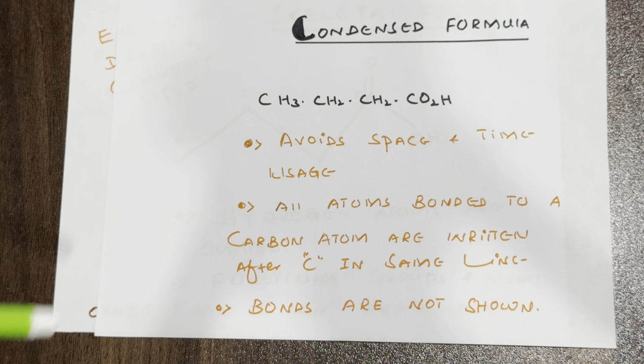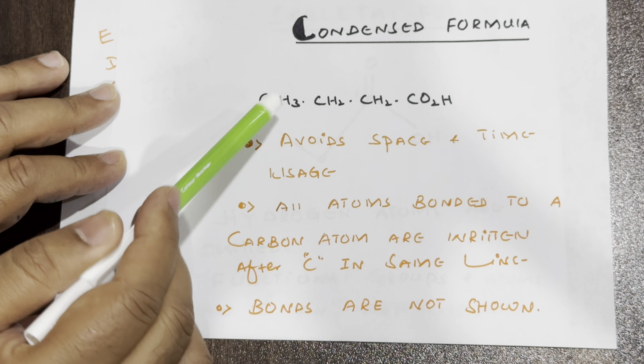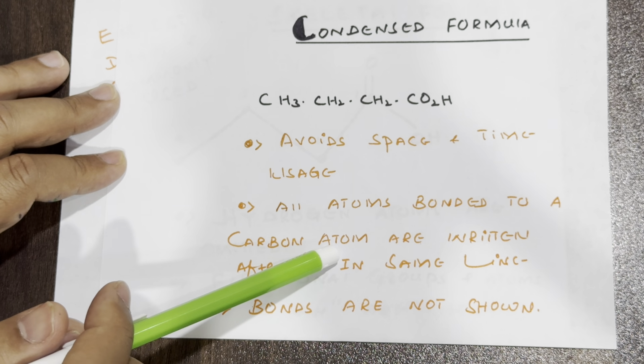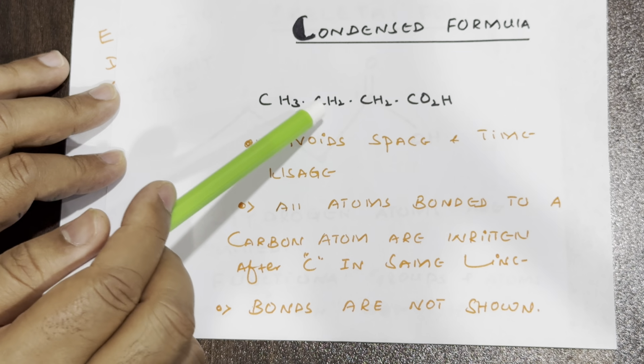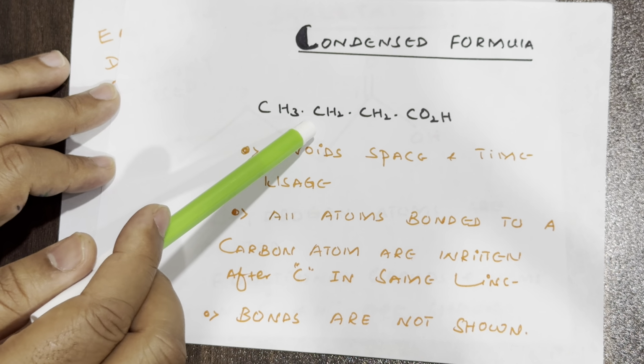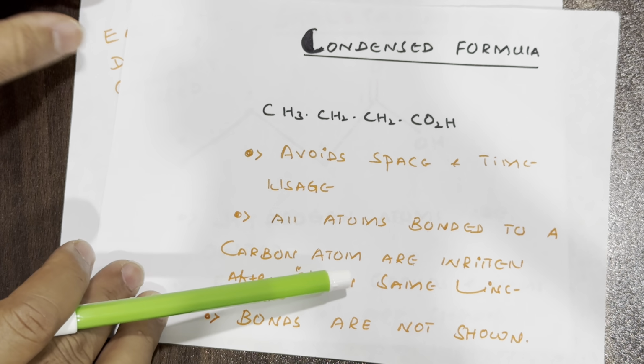All the atoms bonded to one carbon atom, like this, three atoms are bonded to one carbon, two atoms are bonded to one carbon, are shown in the same line. The atoms are shown, but the bonds are not shown between them. So you will get no idea from this formula whether there are single or double bonds between the atoms.